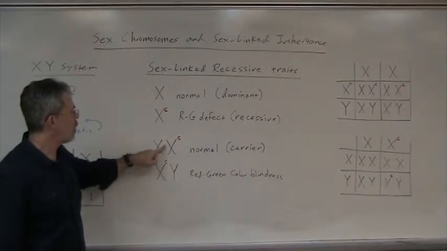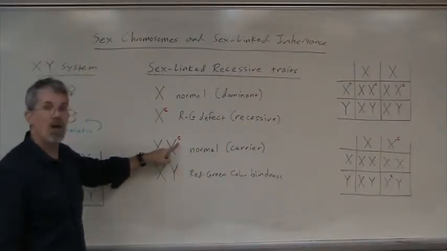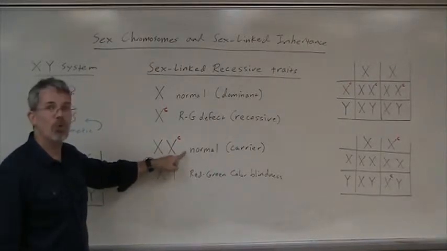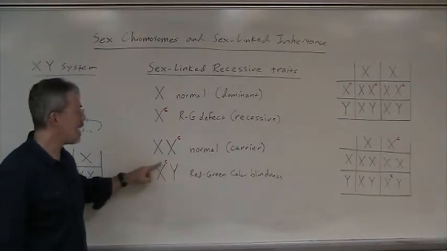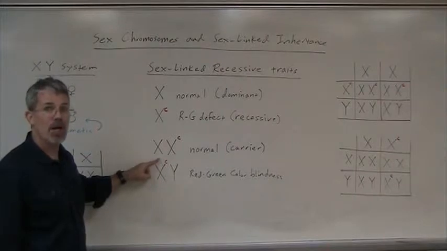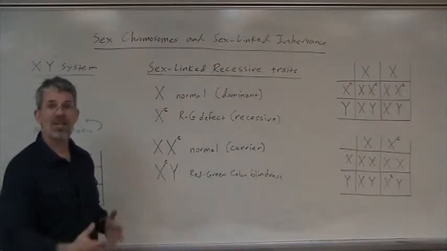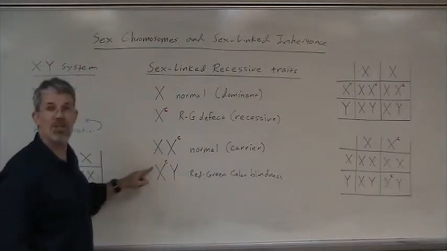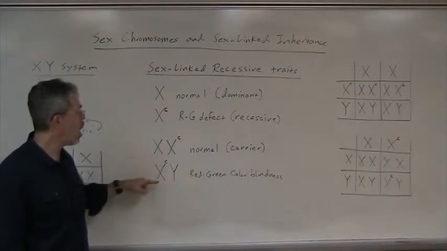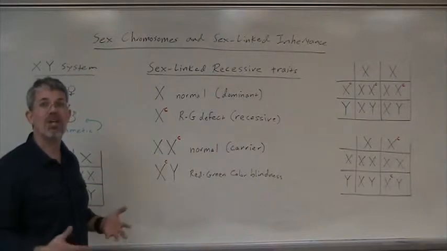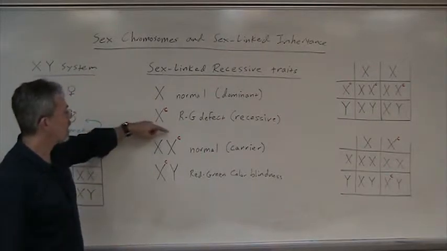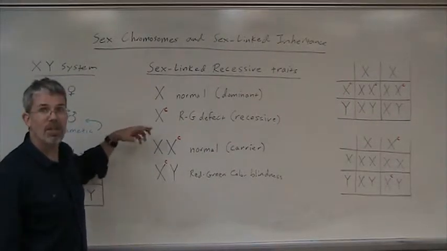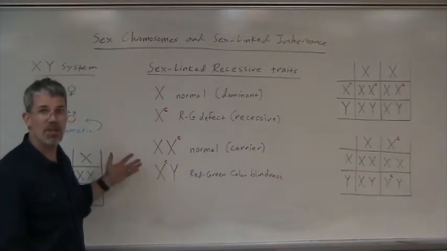So a female can be a carrier of the allele and still have normal vision, whereas if he has the allele, he has red-green color blindness. See, sex-linked recessive traits show up much more often in males than in females because males have only one X chromosome and all the genes on it are going to be expressed no matter what. There's not a second chromosome with a dominant allele to cover it up like you would with the autosomes.